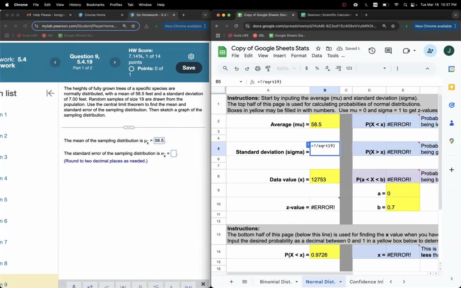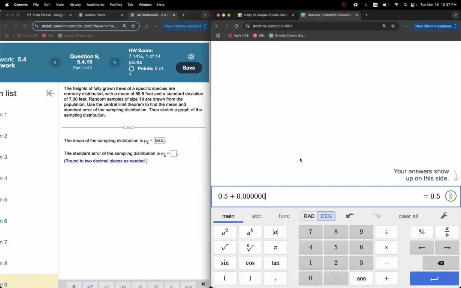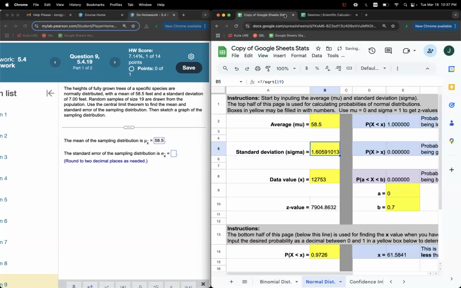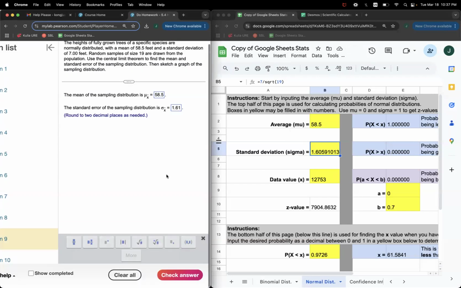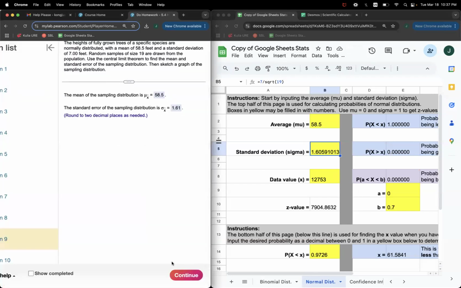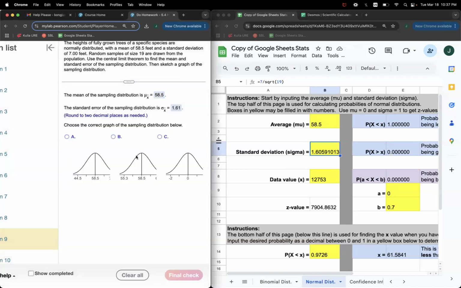I think I have bad syntax here. I think this needs parentheses. Okay. Or if you don't like that, you can do the decimals too. It's 7 divided by the square root of 19, same thing. That's 1.6059. To the nearest two decimal places, 1.61. Let's check. Okay, good so far.